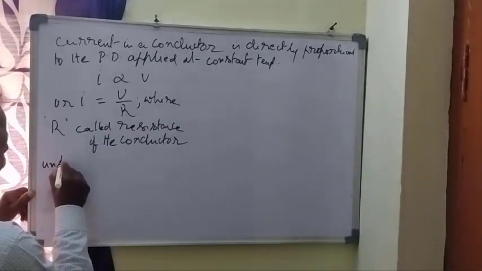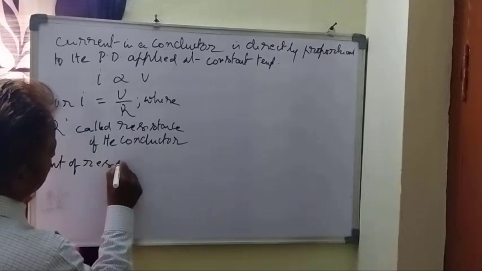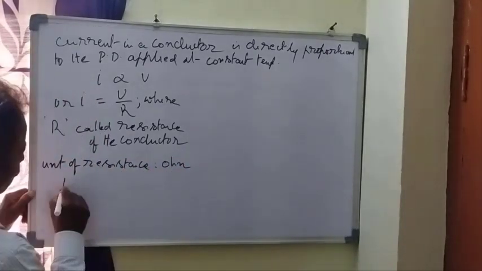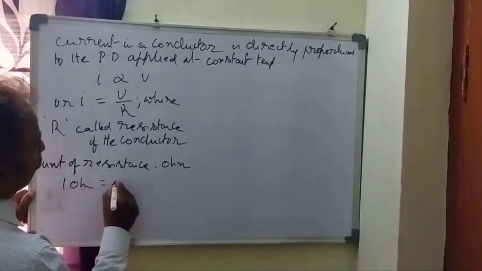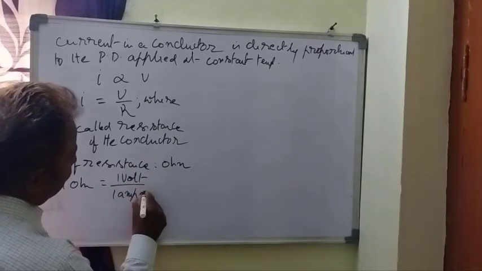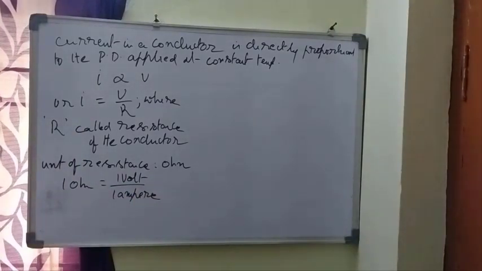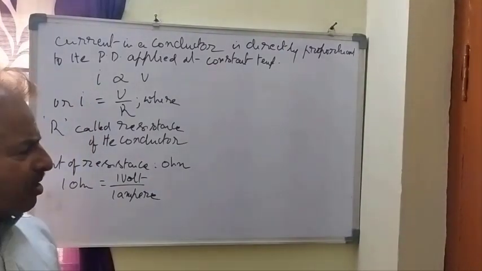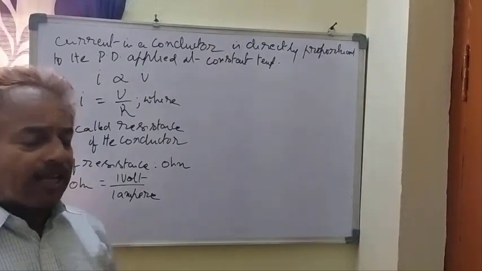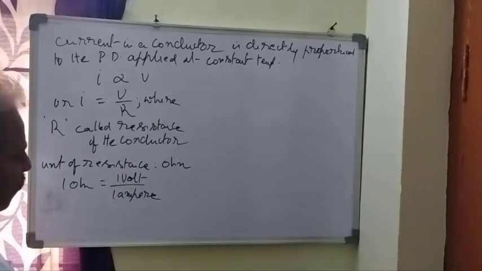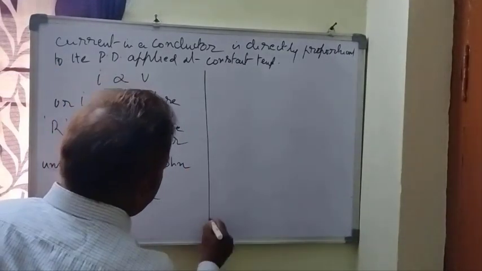The unit of resistance is ohm. 1 ohm equal to 1 volt by 1 ampere. That means if a potential difference of 1 volt across the terminals of a conductor allows a current of 1 ampere, then the resistance of the conductor is said to be 1 ohm.